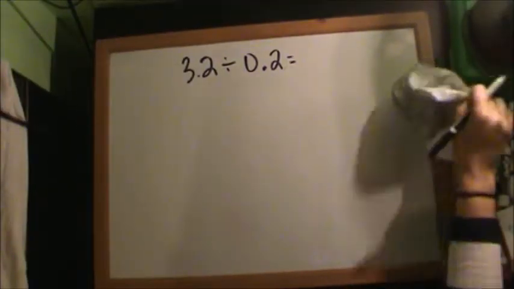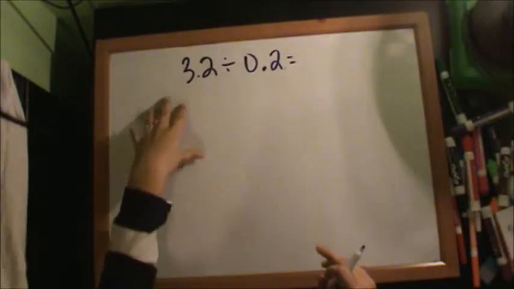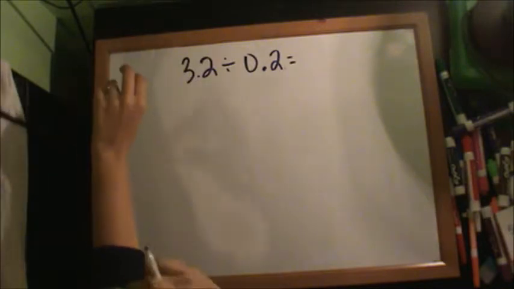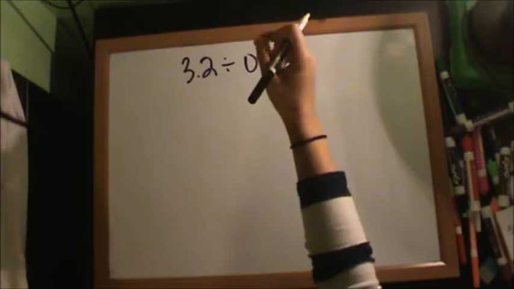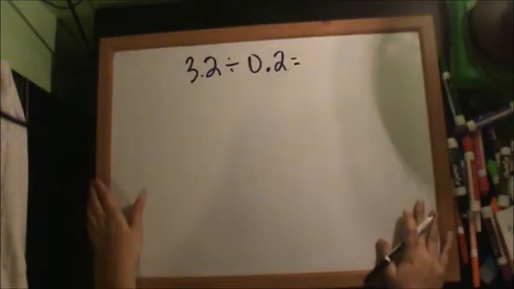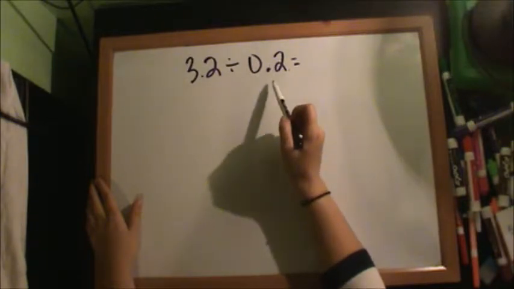This is the standard algorithm for dividing decimal numbers. So I'm going to start us off with 2 decimal numbers, and I'll show the difference in a moment if you are dividing a whole number by a decimal. Okay, so to start off, we have 3 2/10 divided by 2/10.